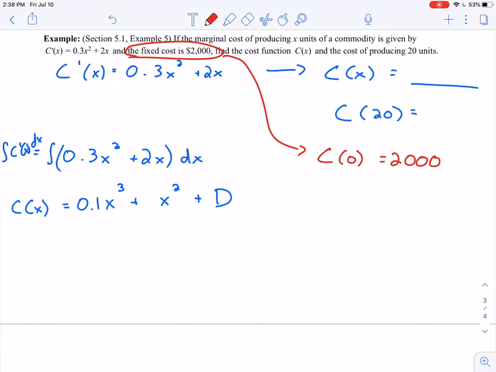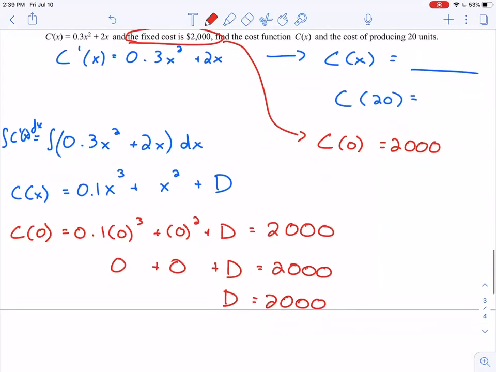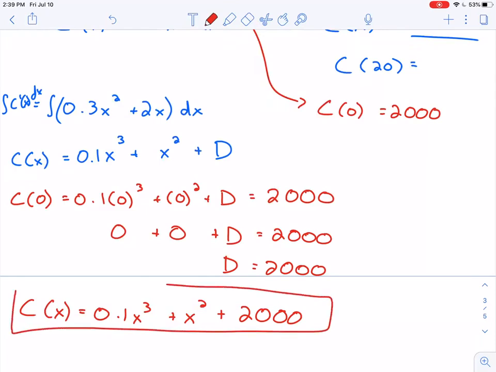So this gives me a way that I can solve for d. I can say, well, C of 0, that's equal to 0.1 times 0 to the third plus 0 squared, plus I don't know what d is, so I'm going to leave that there. And all of this is equal to, we said, 2,000. So I have 0 plus d is equal to 2,000. So d equals 2,000. So that means my cost function, C of x, is equal to 0.1 x to the third plus x squared plus d, we just found that as 2,000. So there is my cost function. Here's the first part of my answer.